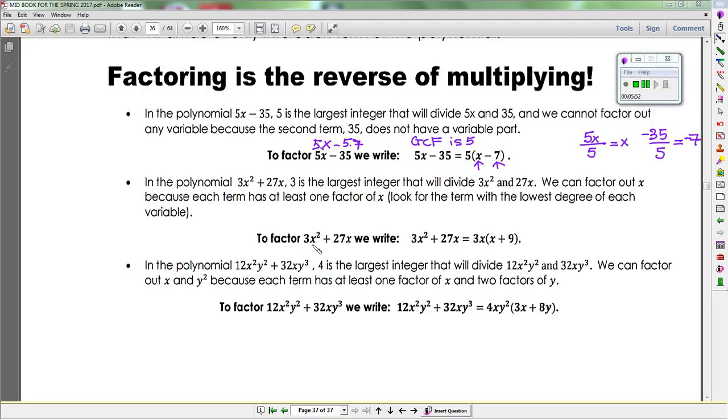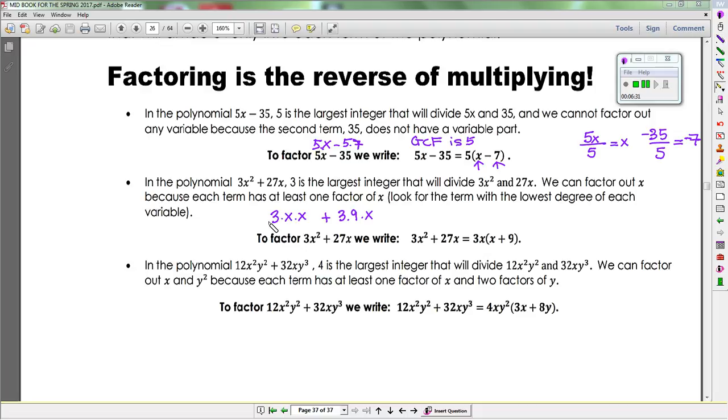In this example, we are going to factor the binomial, which has two terms in this expression. We have 3x squared and 27x. Again, we factor out the greatest common factor. 3x squared is 3 times x times x. The next term, 27, factors into prime factors as 3 times 9, and then times x.